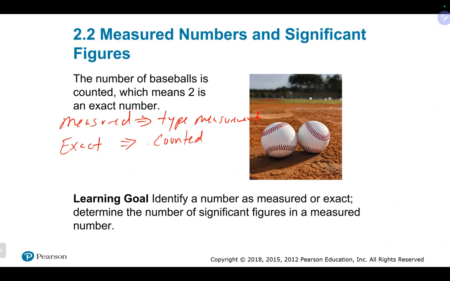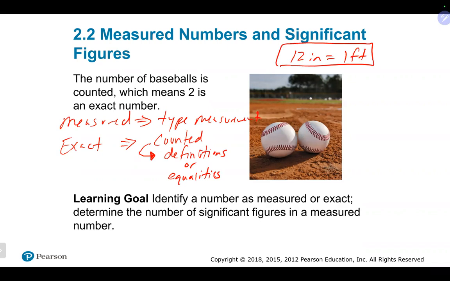The other way, and probably the more common way that we will see exact numbers, is what are sometimes referred to as definitions or equalities. These are things like we saw earlier, 12 inches is 1 foot. So this is considered an equality or a definition, and it's also considered an exact number. As we'll talk about, exact numbers are essentially numbers that can have an unlimited amount of significant figures.